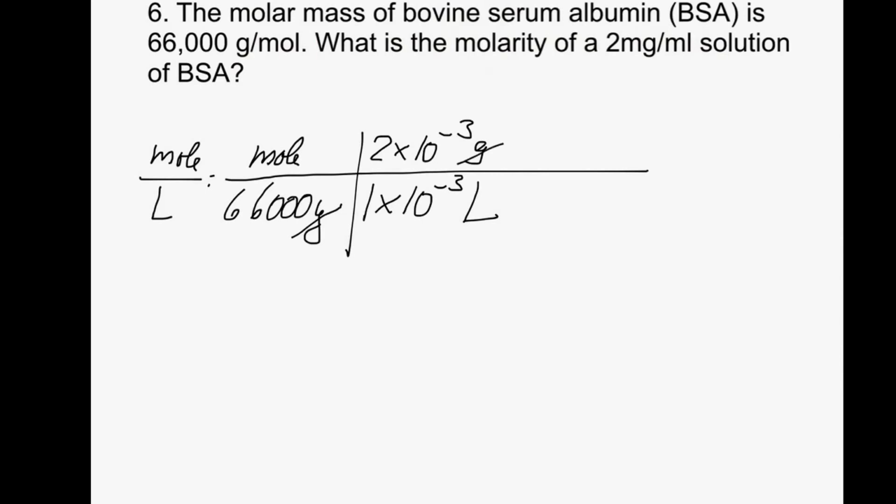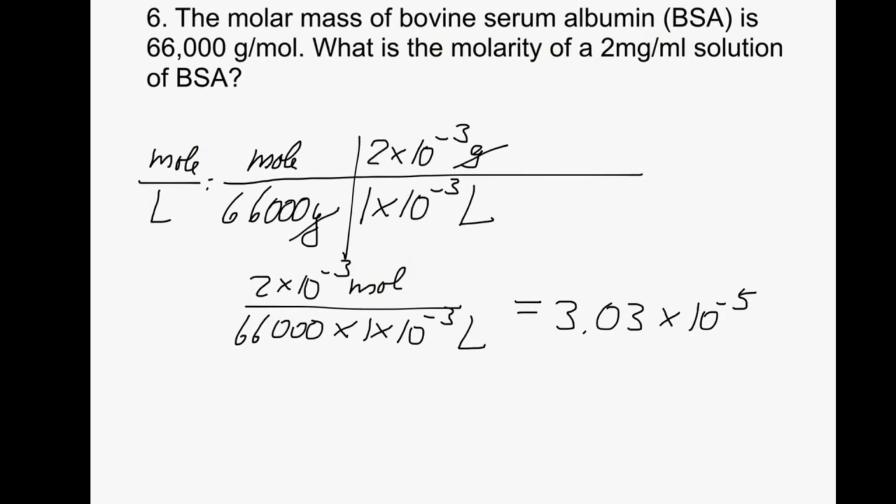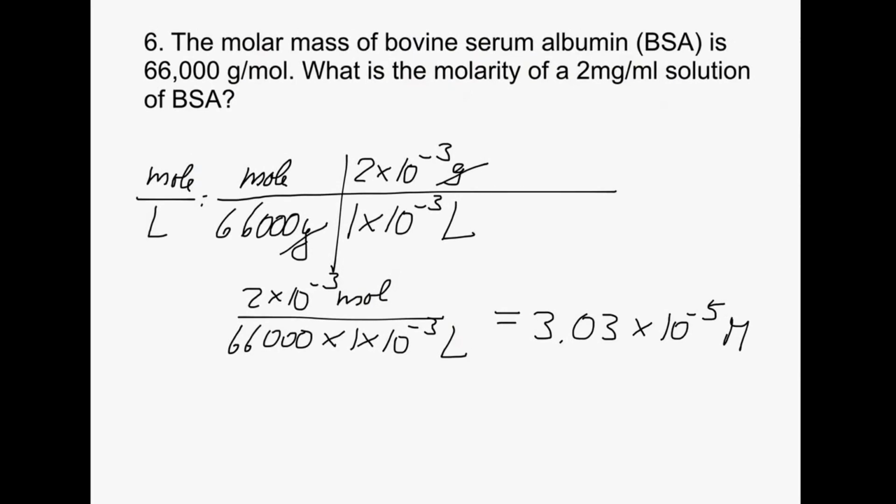So the grams cancel out, and we have got 2 times 10 to the minus 3 mole divided by 66,000 times 1 times 10 to the minus 3 liters. Our unit is mole per liter, so that's exactly what we wanted here, so that's quite nice. And when we put that into the calculator, we get 3.03 times 10 to the minus 5 mole per liter, or molar.